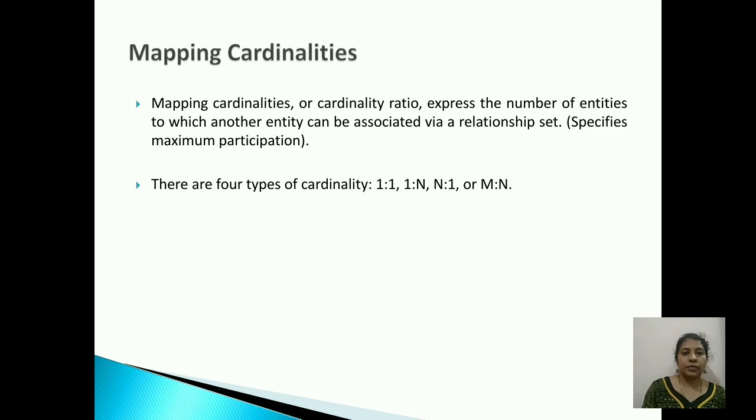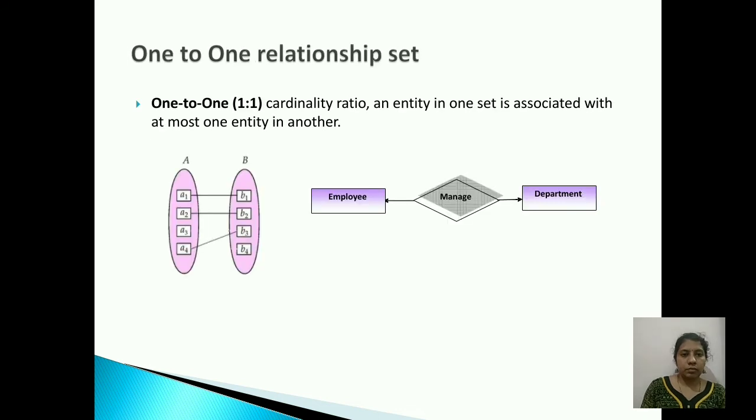There are different cardinalities like 1:1, 1:n, n:1, and m:n. We can also say one to one, one to many, many to one, and many to many. These are the different cardinalities. Now first we'll see what is meant by a one-to-one relationship.